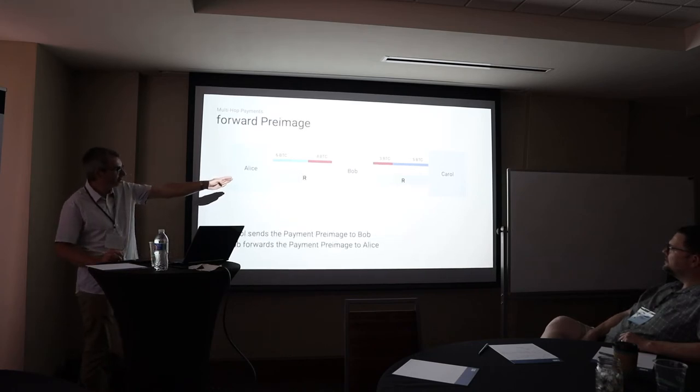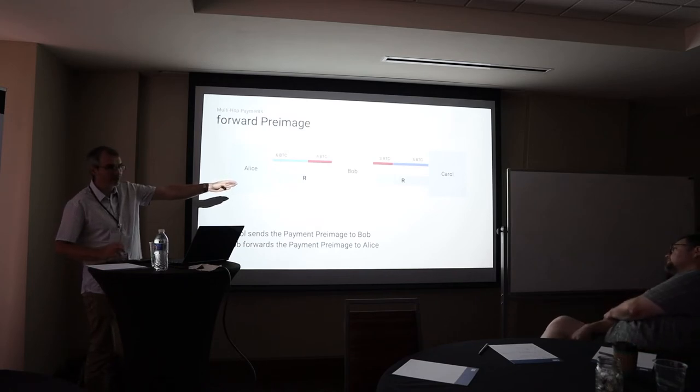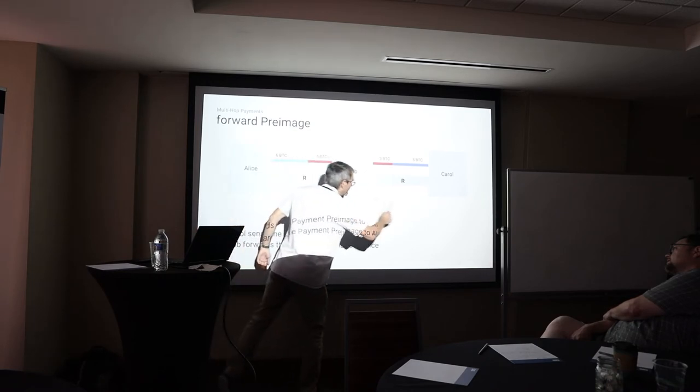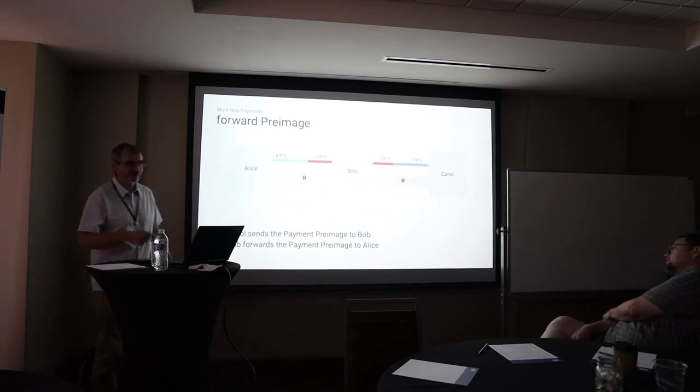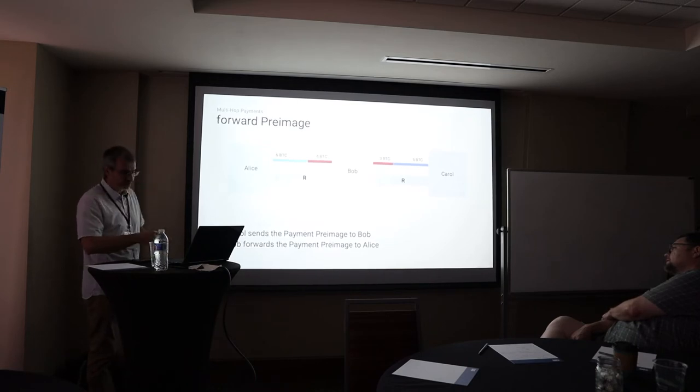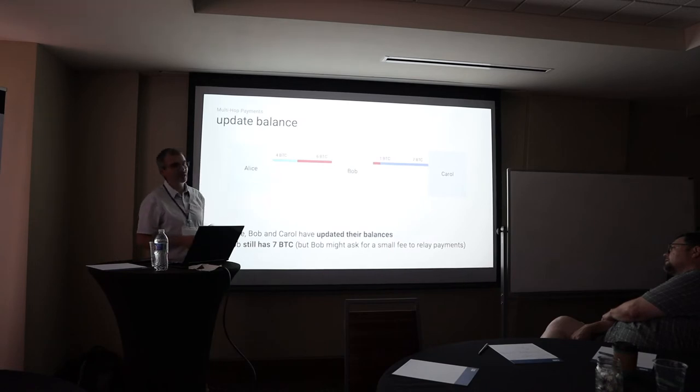Carol sends the pre-image back, so now she's been paid. And Bob now is paying on this side, so he wants to get money on this side, so he'll forward the pre-image back to where it came from, so back to Alice. And basically the way Lightning works is Alice doesn't pay Carol. Alice pays Bob, and Bob pays Carol. That's how Lightning works.